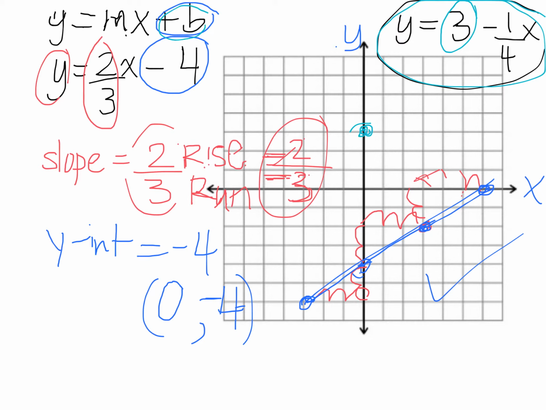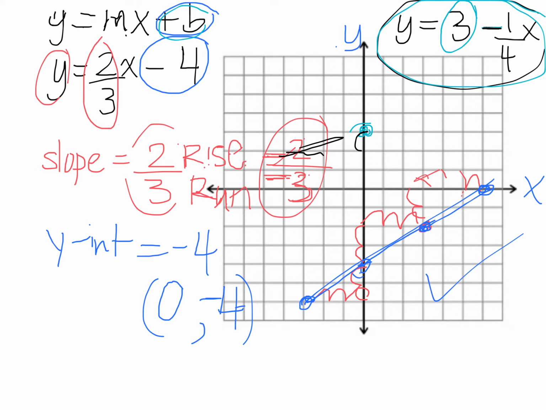What's the slope? -1. Okay, now this is important. Remember we talked about this a few days ago. If it's a negative slope, which way does the line go? Does it go up to the right or does it go down to the right? Okay, so I'm going to go down 1. Am I going to go left or right 4? If I go left, 1, 2, 3, 4, my line's going to go this way. Is that correct? It's a negative slope.